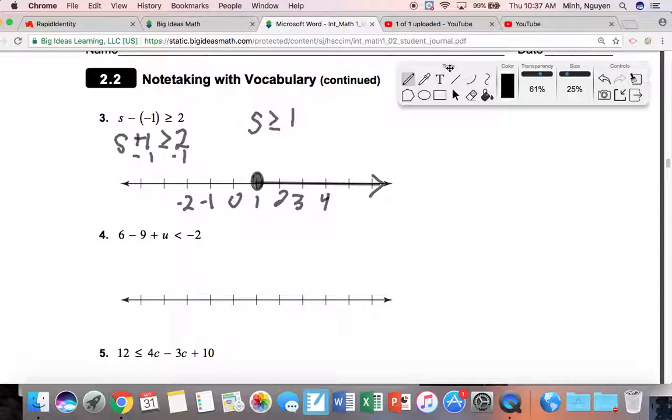6 minus 9 is negative 3. Negative 3 plus u is less than negative 2.